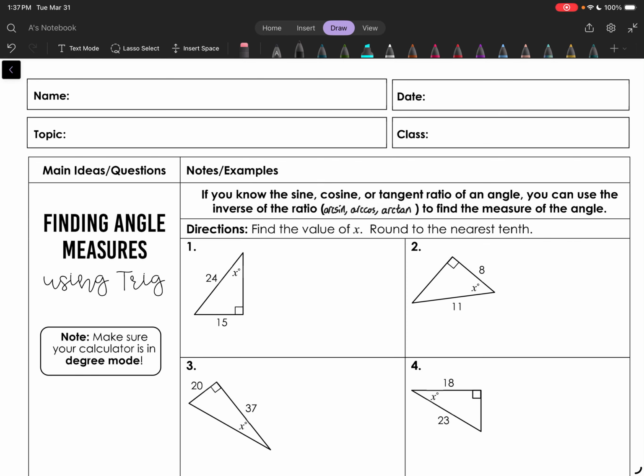Good day. Today we're going to be looking at finding angle measurements by using trig. If you know how to set up the sine, cosine, and tangent ratio for an angle, you can use the inverse ratio, arc sine, arc cosine, arc tangent, to find the measure of the angle.